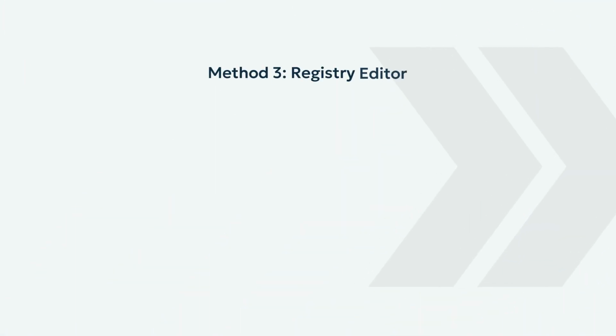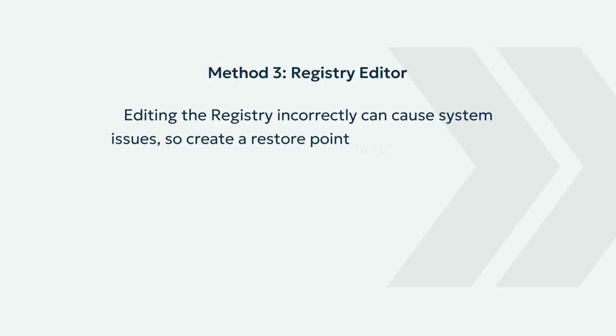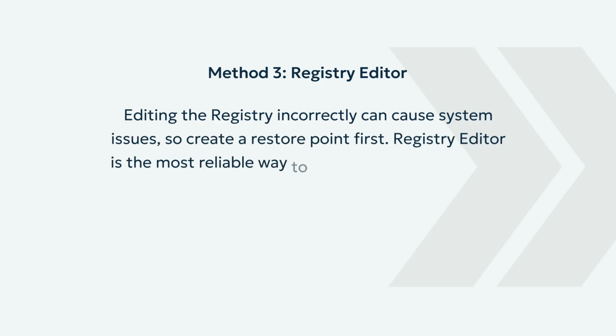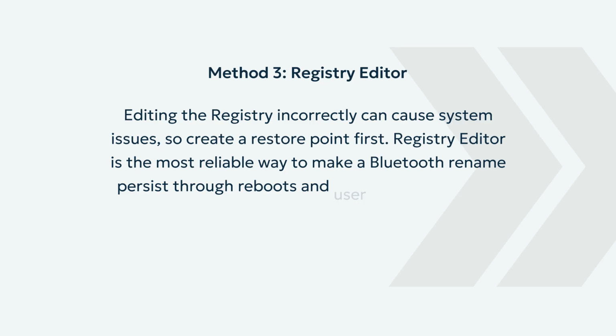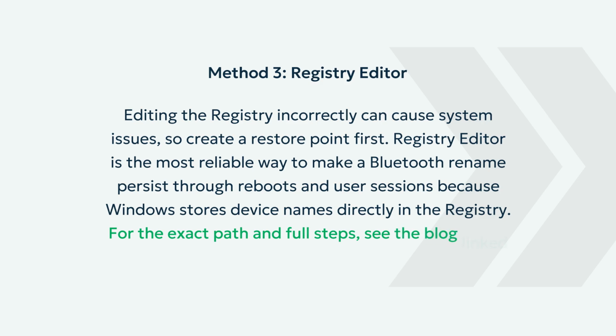As a word of warning, editing the registry incorrectly can cause system issues. Always create a restore point before trying this method. The registry editor is the best way to make a rename stick permanently, even after reboots or cross-user sessions. It works because Windows stores device information, including Bluetooth names, directly in the registry. For the exact path and detailed steps, check out our full blog linked in the description below.